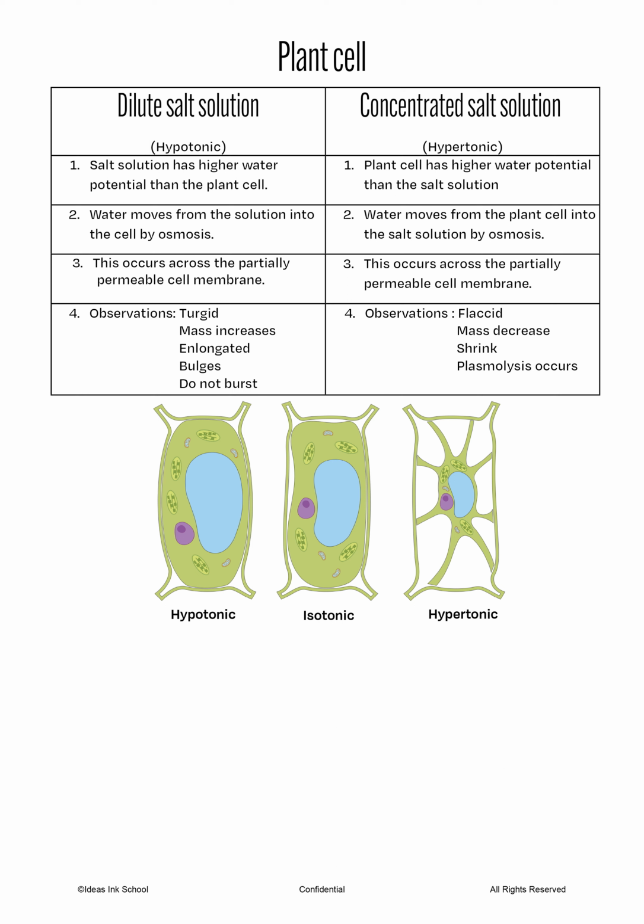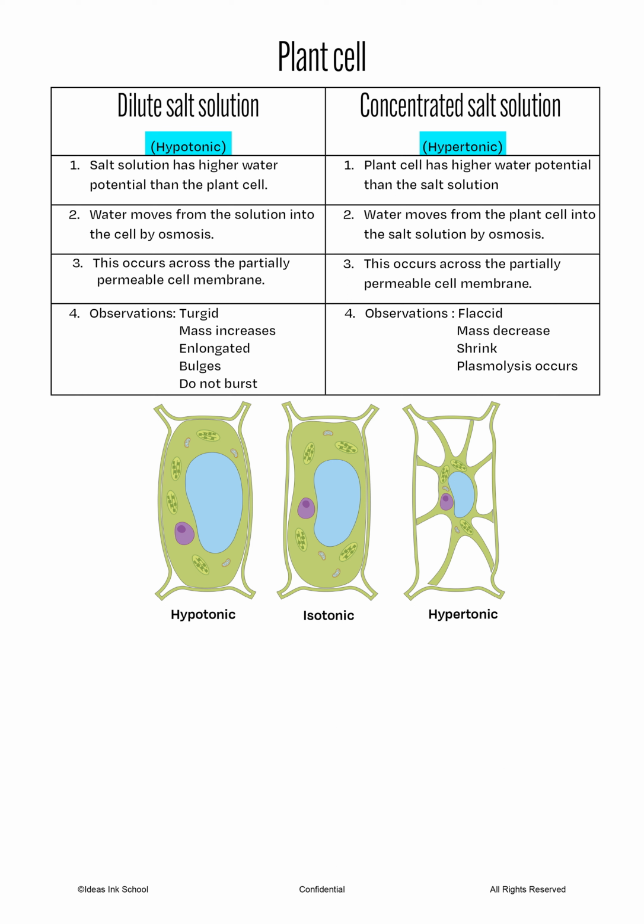One solution is a dilute salt solution which has a higher water potential than the cells. We call this a hypotonic solution. The other solution is a concentrated salt solution which has a lower water potential than the cells. We call this a hypertonic solution instead. Let's talk about the behavior of plant cells first.